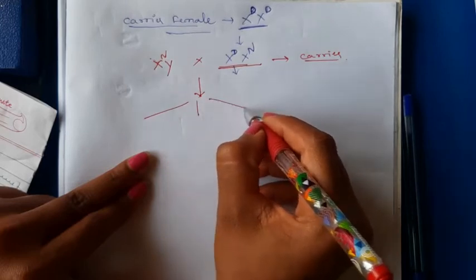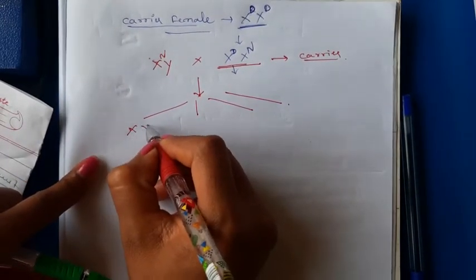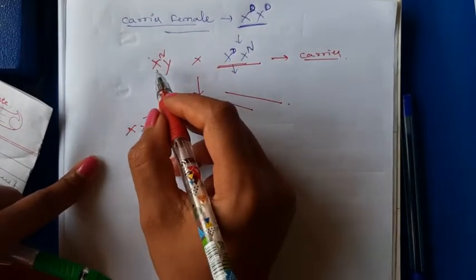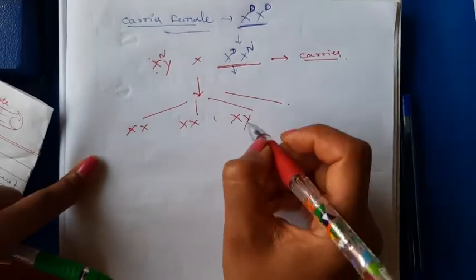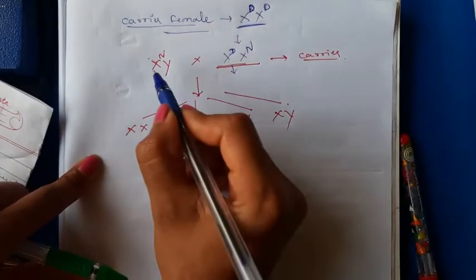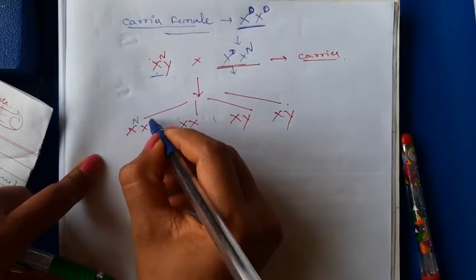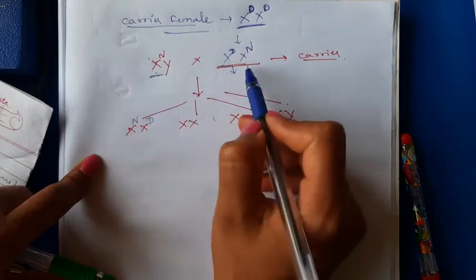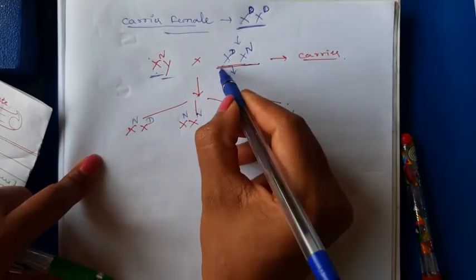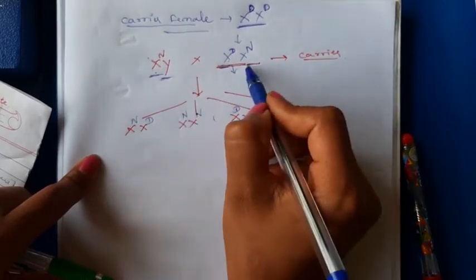When this female is married to a normal male, they can get progenies like XX, XX, XY, XY. Here, a normal X is fused with the defective X, then a normal X is fused with a normal one, then the Y is fused with the defective X, and then the Y is fused with the normal X.